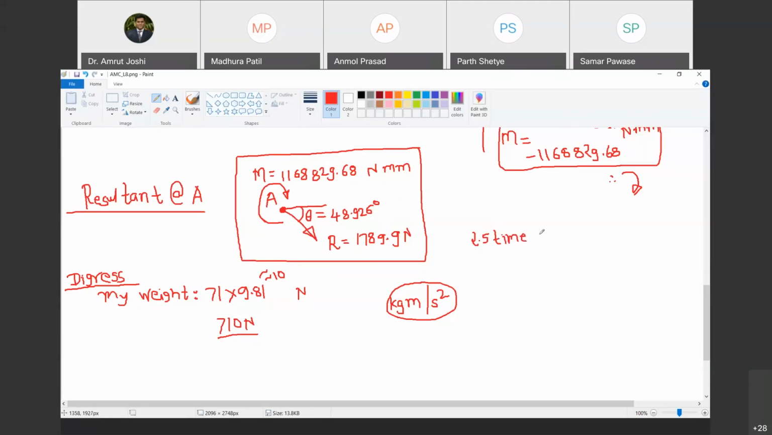Do you agree with me? Yes, sir. 70 kg into 2.5 times is this resultant, 7789.9 Newton. So now do you get a feeling? If two people like me, 2.5 times, stand on one another, whatever force is generated, that much force has to be applied at this point A on the back.